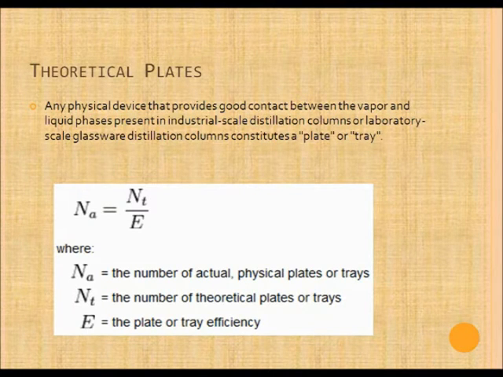Theoretical plates: basically any physical device that provides good contact between the vapor and liquid phases present in industrial scale distillation columns or laboratory scale glassware distillation columns constitutes a plate or tray. You can see its formula. In the formula, Na is the number of actual physical plates or trays, Nt is the number of theoretical plates or trays, and E is the plate or tray efficiency.